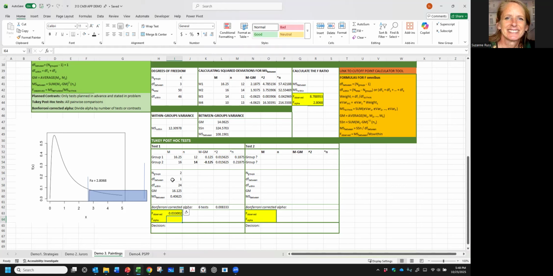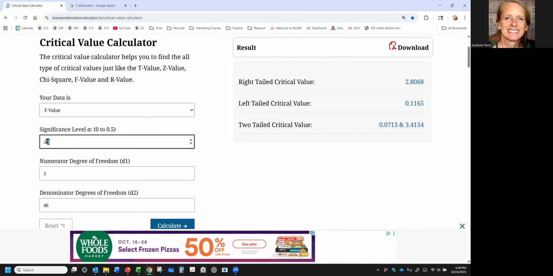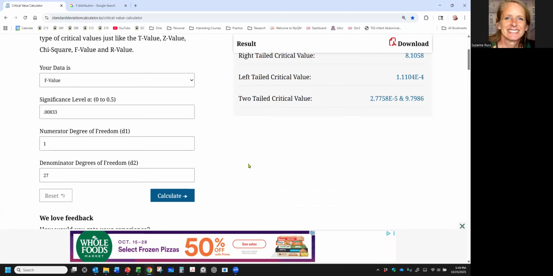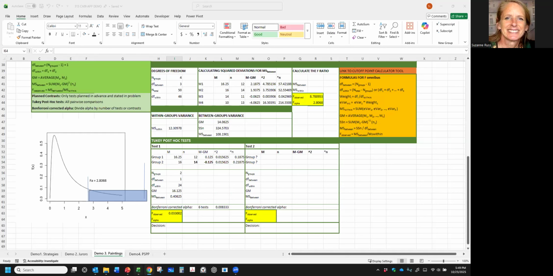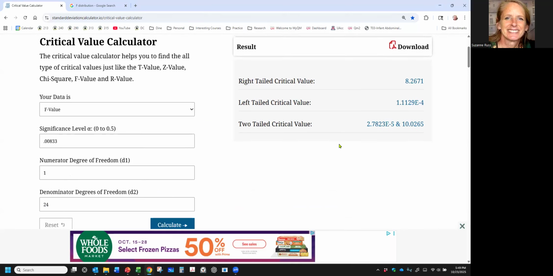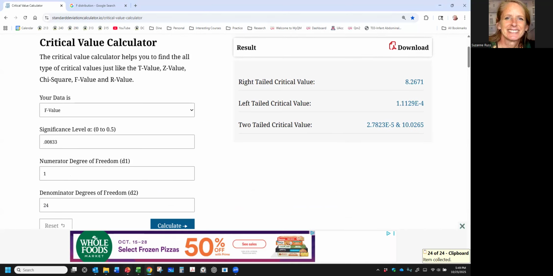Our F alpha is going to be using 0.00833 and 1 and 24 degrees of freedom. So 0.00833, I thought it was. 1 and 27, I think it was. I might be wrong about that. The right-tailed critical value is 8.11. Let me double check that I wrote these numbers right. Yes, 0.00833, 1 and 24 degrees of freedom. So let me change that. The Bonferroni correction is going to be the same for all of these tests, so you don't need to change that again. It's 8.2671. Let's put that down.